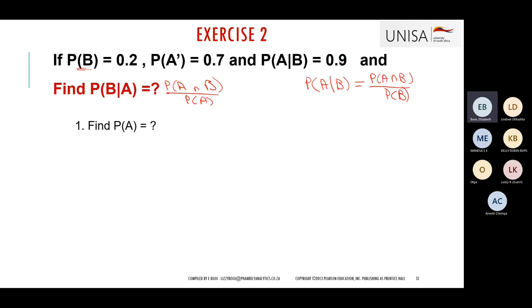The first step, let's find the probability of A. We can do this one together. What is the probability of A? It's 1 minus 0.7, which is equal to 0.3, right?